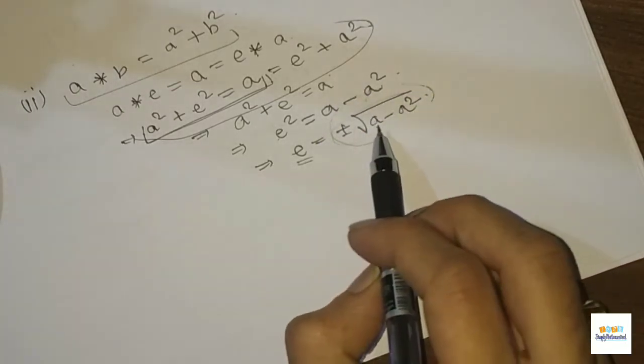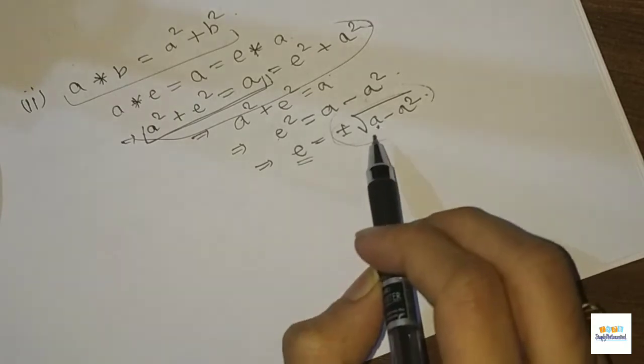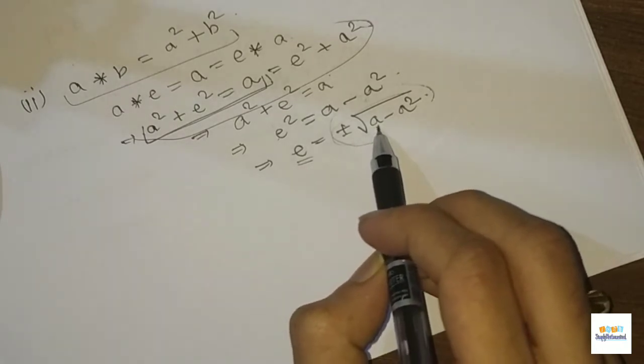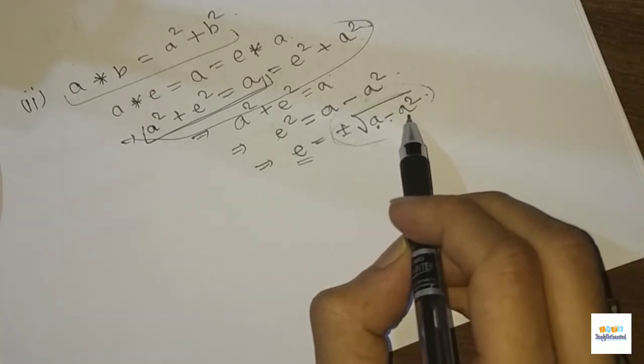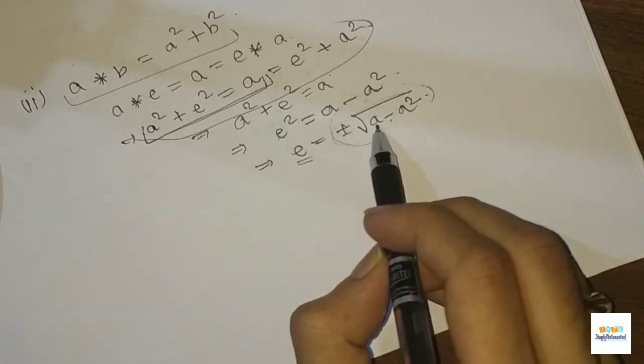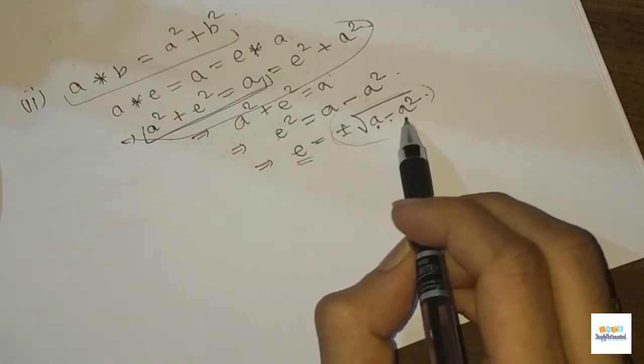So that is one case. But if we take a equal to half, you will get half minus half square, so that is half minus 1 by 4, which is nothing but 1 by 4, right? Half minus 1 by 4 is 1 by 4.